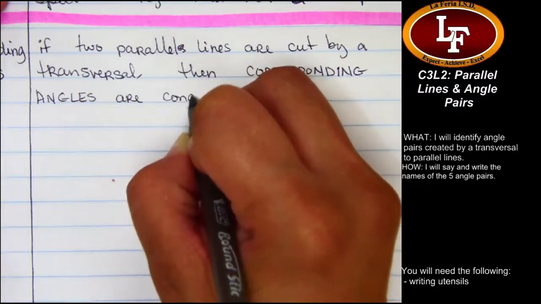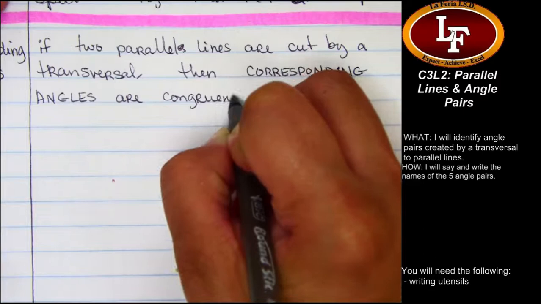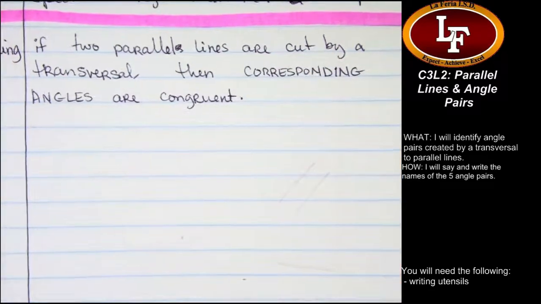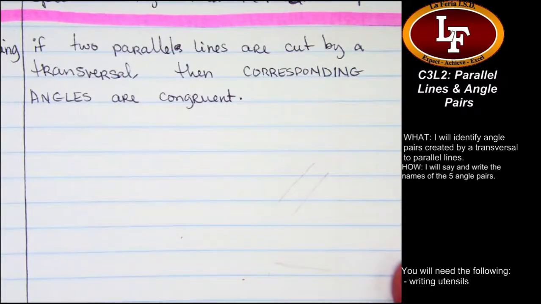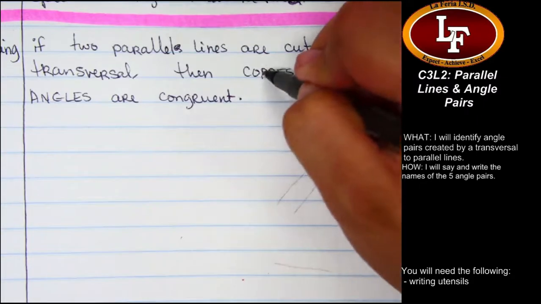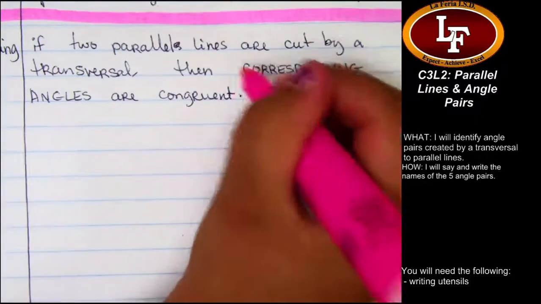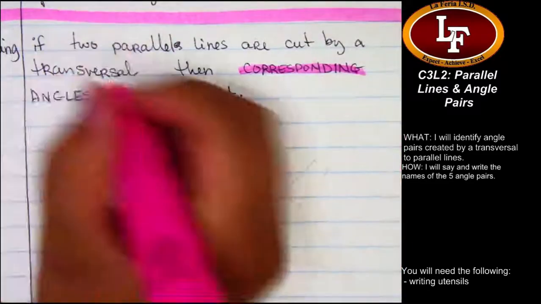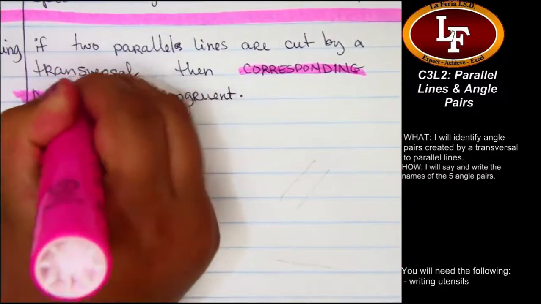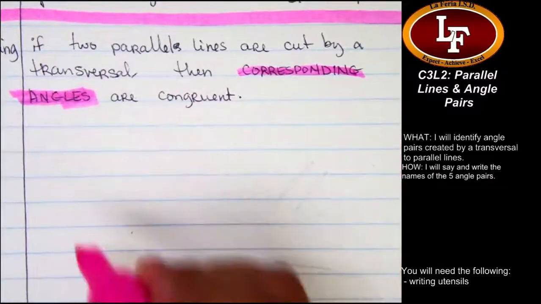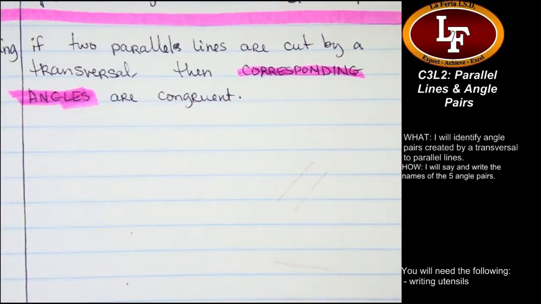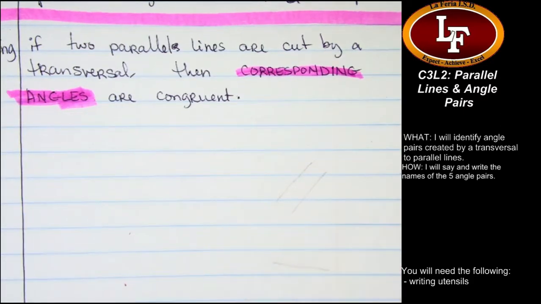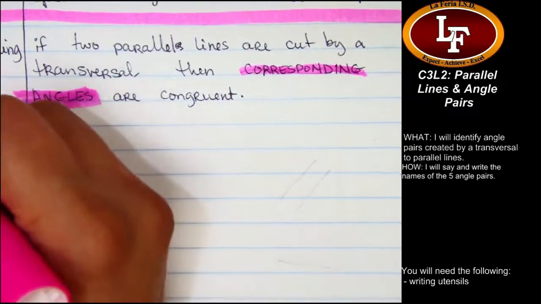Mom, you're going to capitalize your keywords? I am capitalizing my keywords, that way they stand out a little bit more. Can I highlight them? Okay, highlight my keywords. I'm just highlighting the ones in capital. There we go. So if two parallel lines are cut by a transversal, then the corresponding angles have the same measure and they are congruent. And don't forget the keywords.